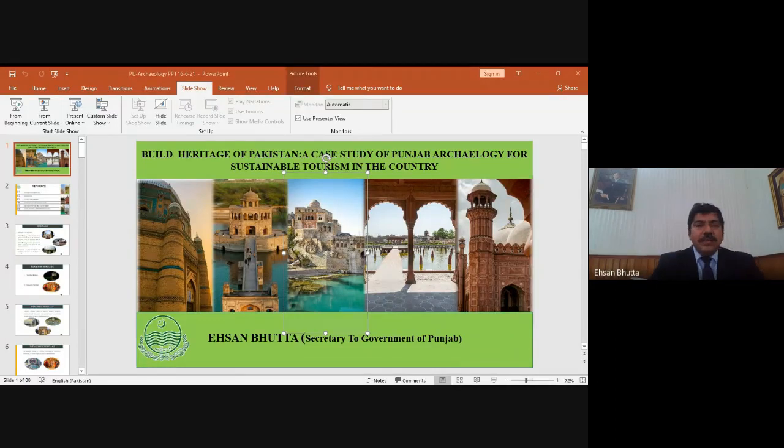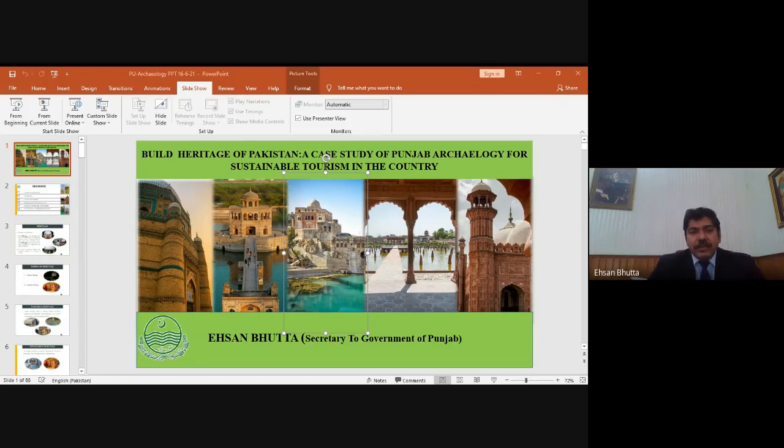These are just a sequence: what is heritage, then definition and types, then some brief introduction of heritage, and then the heritage laws in Punjab province, then the conservation efforts. This is a pictorial view of what the Archaeology Directorate has done in the recent past. Then Pakistan as an international tourism market.